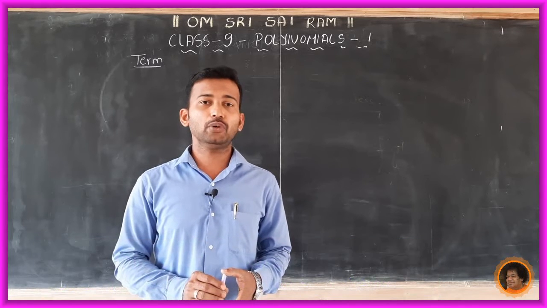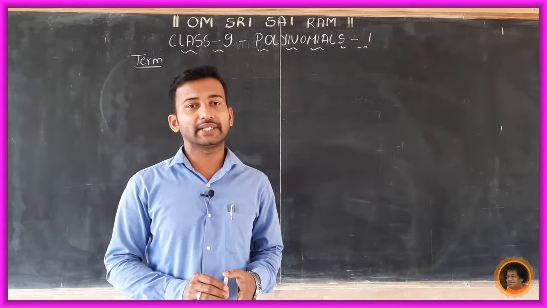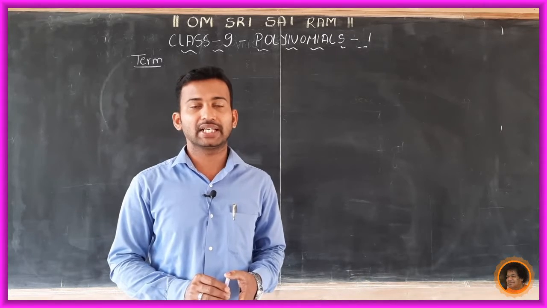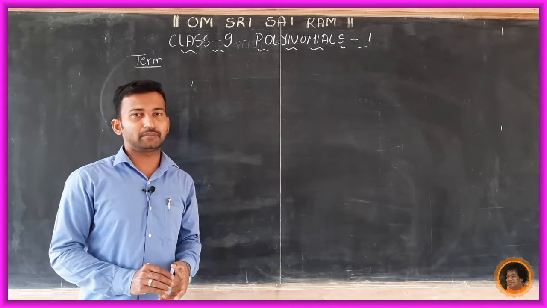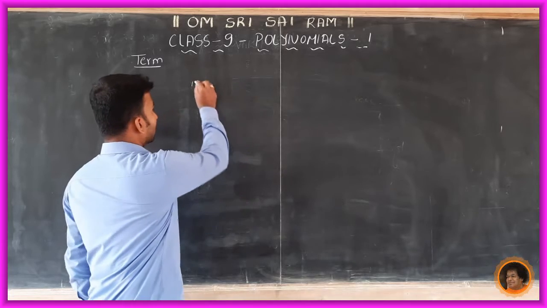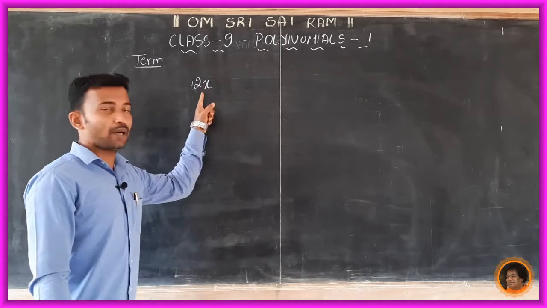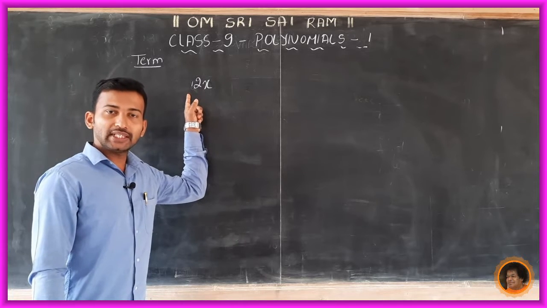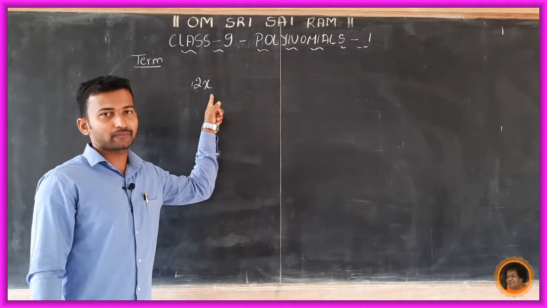Students, before going to understand polynomials, you should know a simple concept, that is term. What do you mean by term? Let us consider an example, 2x. In this example, 2 is called constant and x is called variable.